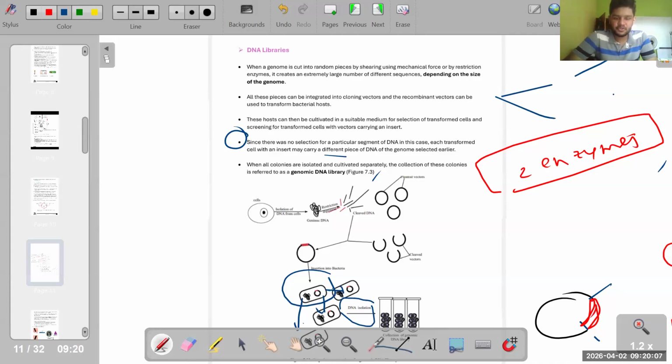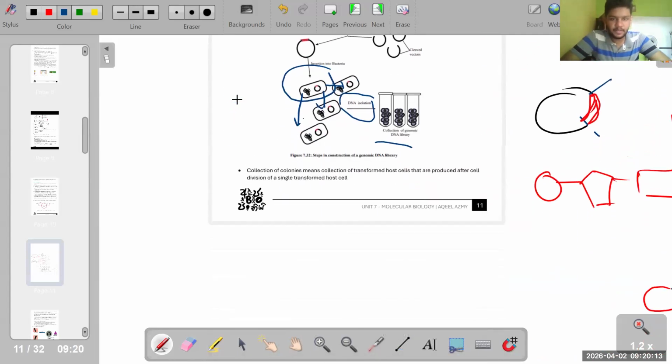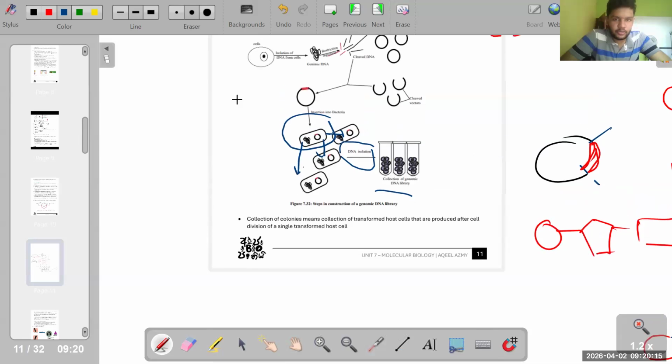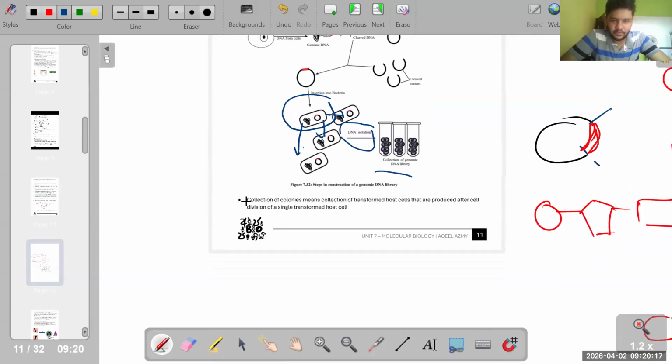Not yet finished. Now we'll be moving to the second type of DNA library, which is called the complementary DNA library. Before going over that, there are certain statements we'll finish off. A collection of colonies means a collection of transform host cells that are produced after cell division of a single transform host cell.